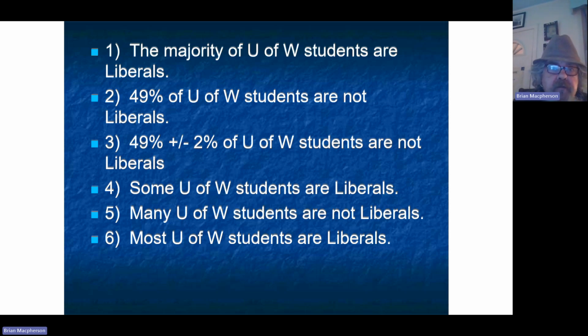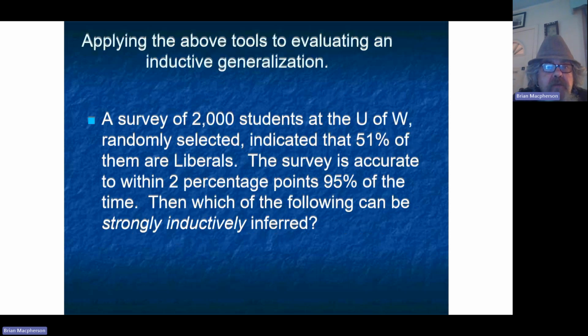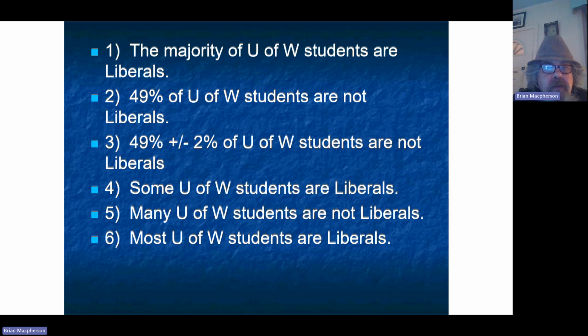Let's look at number 5. Many U of W students. Well, many doesn't necessarily mean 50% plus 1, right? Many means, I don't know, 20%, maybe 30%. Surely 5 is also supported by the passage, right? So what I'm saying is that this passage here supports both 4 and 5.